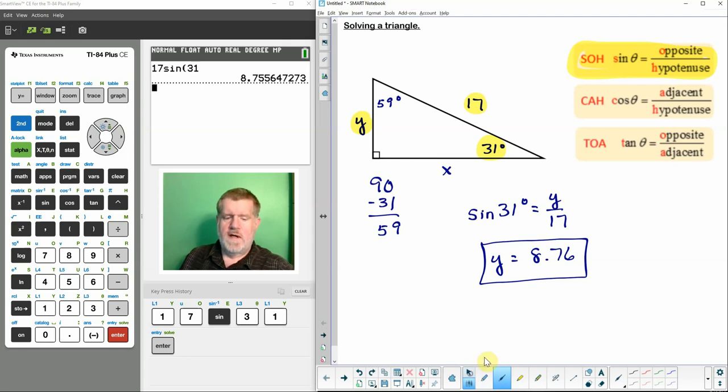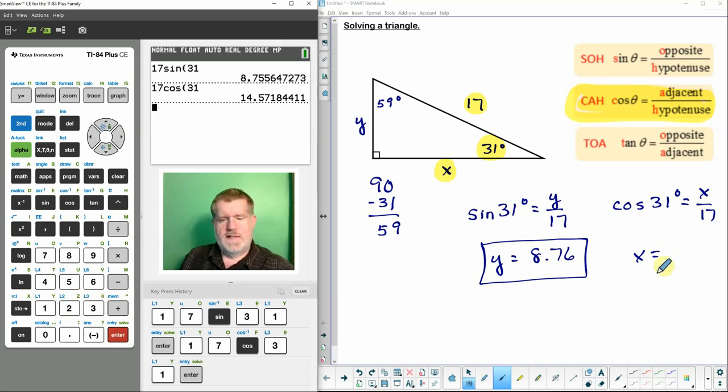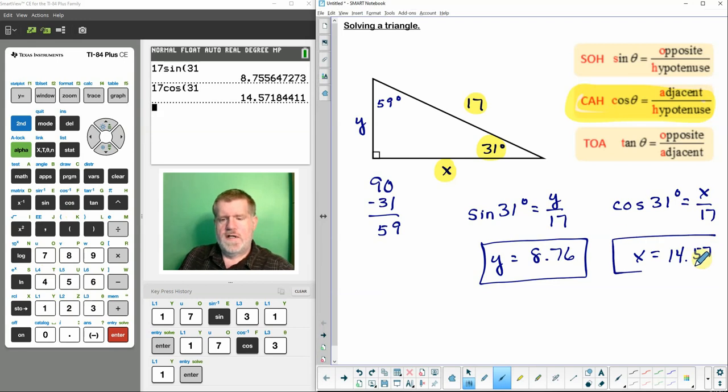Now, personally, I find the easiest thing to do is just use another trig ratio to find x. Again, that's a personal thing. I like doing that because now I've got the adjacent side and the hypotenuse, so I know that I would have to use the cosine ratio. Cosine of 31 degrees equals x over 17. So if I multiply both sides by 17, I get 17 cosine of 31, and I get a side of 14.57.